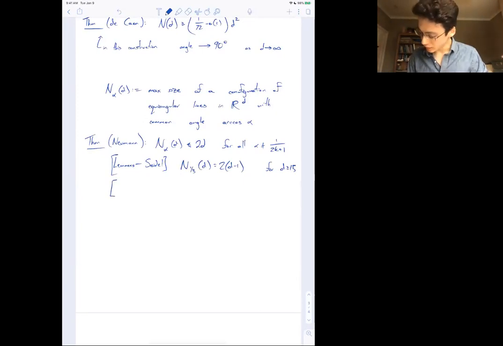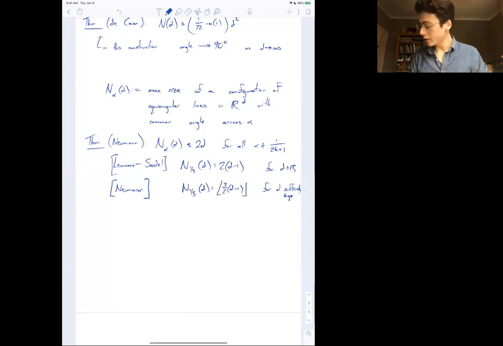And then in the 80s, Neumaier computed the values of n 1/5 d. It's actually equal to floor of 3 halves d minus 1 for d sufficiently large. And then it takes some other more arbitrary values for the smaller values of d. And this is where people got stuck. We've bounded n alpha of d for all alpha not 1 over an odd integer. We've solved 1/3 and 1/5, and no one could figure out the 1/7 problem.